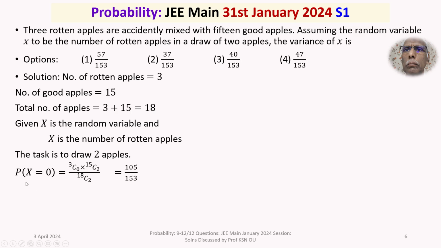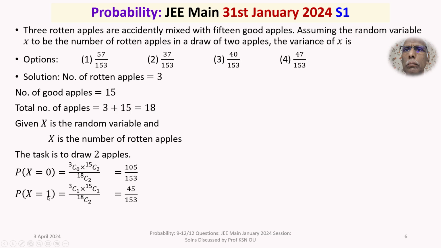Now next, when you draw 2 apples and the probability of X is equal to 1, then that will be equal to 3C1 multiplied by 15C1, because of the 2 apples, 1 plus 1, divided by 18C2. So that will be the probability of X is equal to 1.